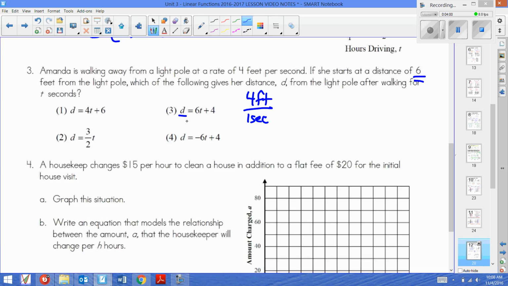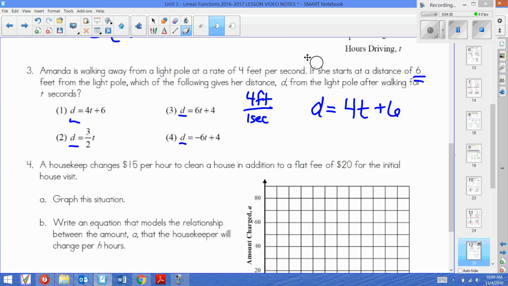Well, right away we can see in all of our answer choices, it's d equals. So d is going to equal 4 feet per second, which would be just 4 over 1, which is 4, times the time that she travels. But remember, it said that she started at a distance of 6 feet away, so she had a head start. So we're going to add 6 onto the rate at which she's traveling. So this would be what? Answer choice 1.